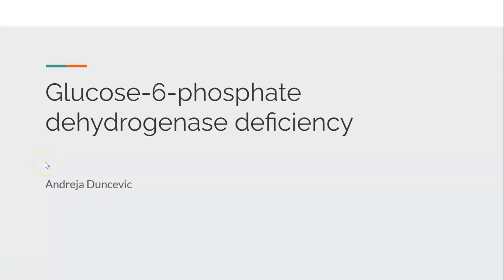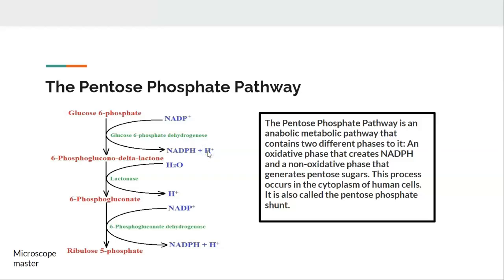Hi, my name is Andre, and my metabolic disruptor is glucose-6-phosphate dehydrogenase deficiency. To begin, I'll explain the metabolic pathway that's involved.